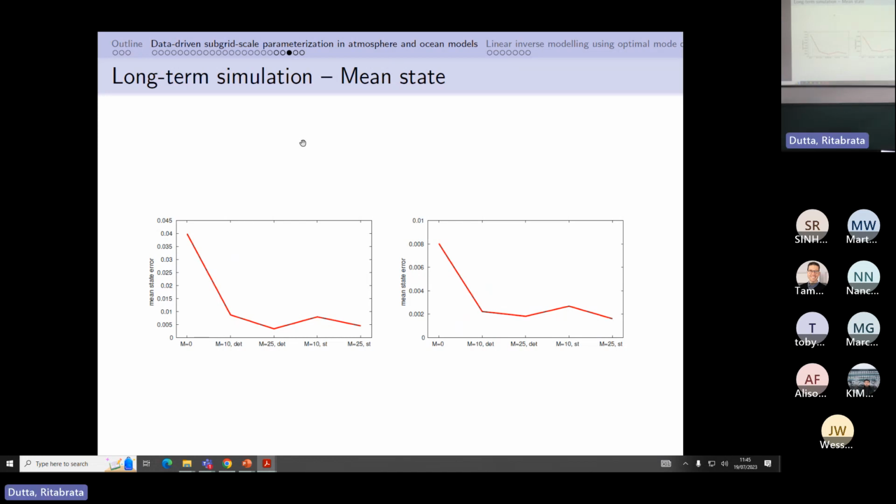particularly in long-term simulation. That's the mean state, it's the error in the mean state, where we integrate the reduced model with parameterization for a long time. That's a bare truncation without any subgrid stuff. As this arrow. That's our method with 10 patterns kept and 25 patterns kept, deterministic and stochastic. There's a clear improvement. Error goes down by more than a factor of 4. That's T15, T21, about the same picture. So a huge reduction in the error, the mean state error.